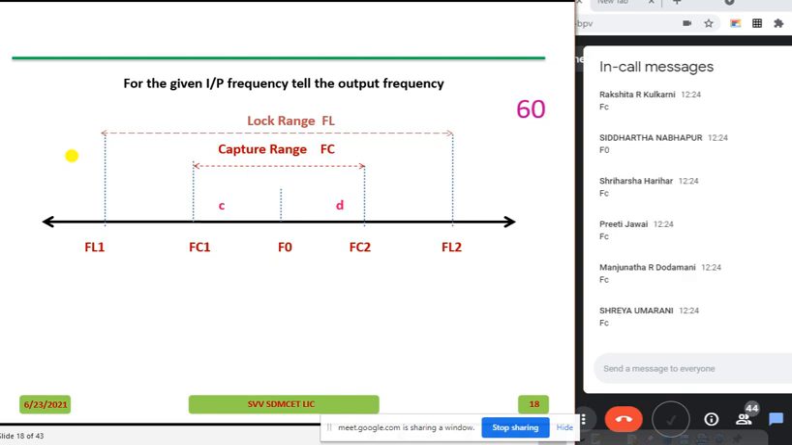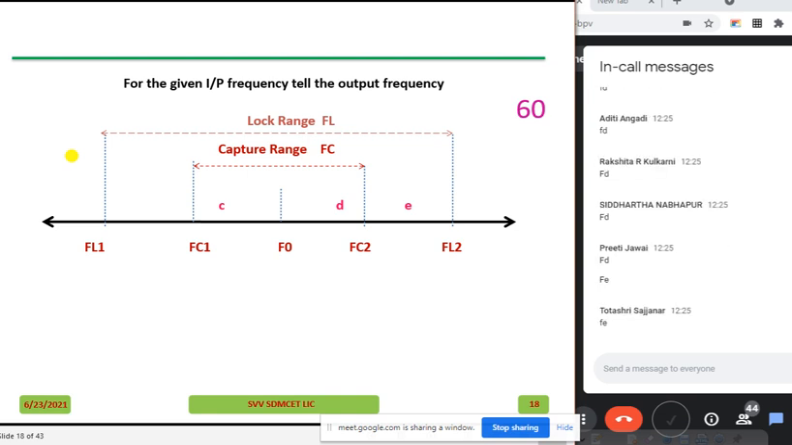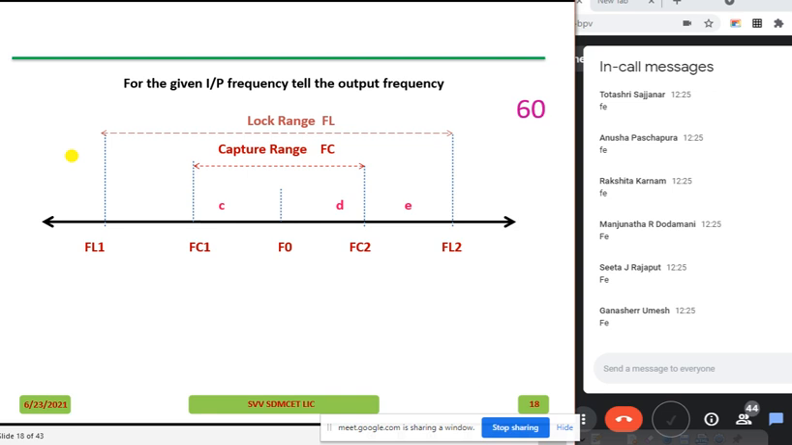Once FC1 and FC2 are the same, then you can drag. How far can you drag? You can drag up to L1 and L2. Now FE, if I give the input, automatically the output will become equal to what? FE, because up to L2 I can drag it.